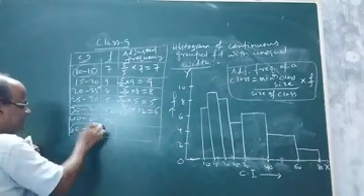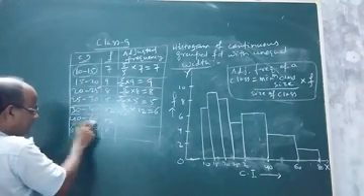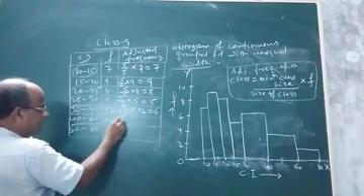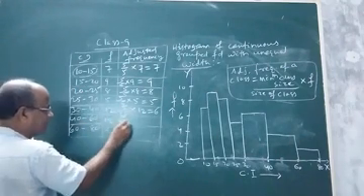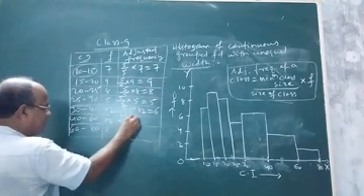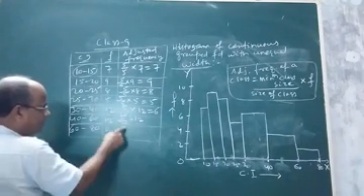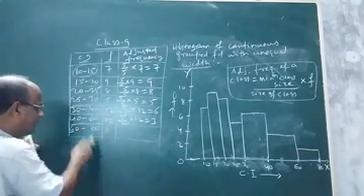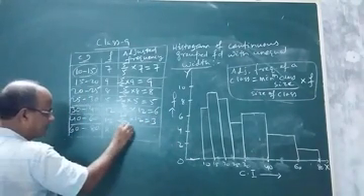Then for this class interval 40 to 60, what is the minimum class size? 5. What is the class size? 60 minus 40 is 20. So 5 by 20 into 12 will be 3. So the adjusted frequency will be 3. Here the minimum class size is 5.